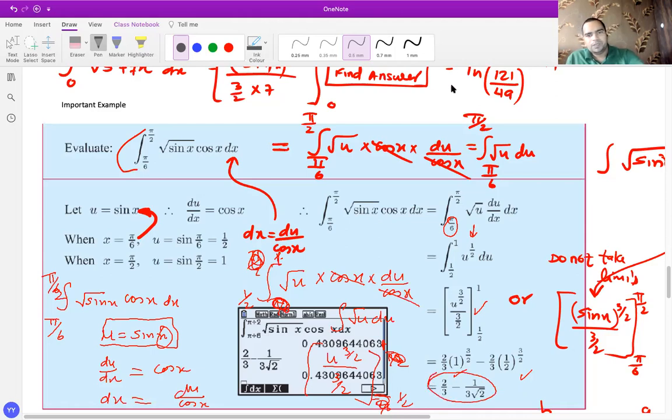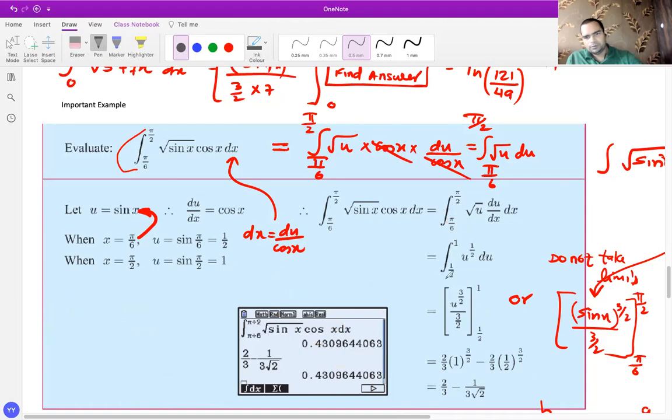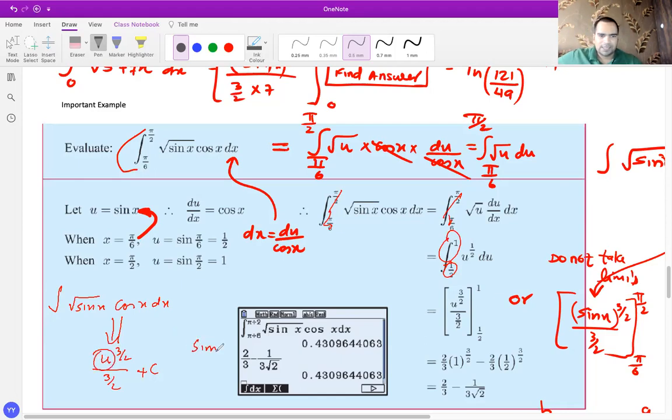The second way is that you don't put these limits at all anywhere, neither these limits nor these limits. You integrate as if you're doing an indefinite integral. So the integration of square root of sine x times cos x dx. After doing the substitution, I assume that you come to this step, u to the power 3 by 2 over 3 by 2 plus c. Here you do it as if you're doing an indefinite integral. So after you do this, take u as your sine x, so sine x to the power 3 by 2 divided by 3 by 2.